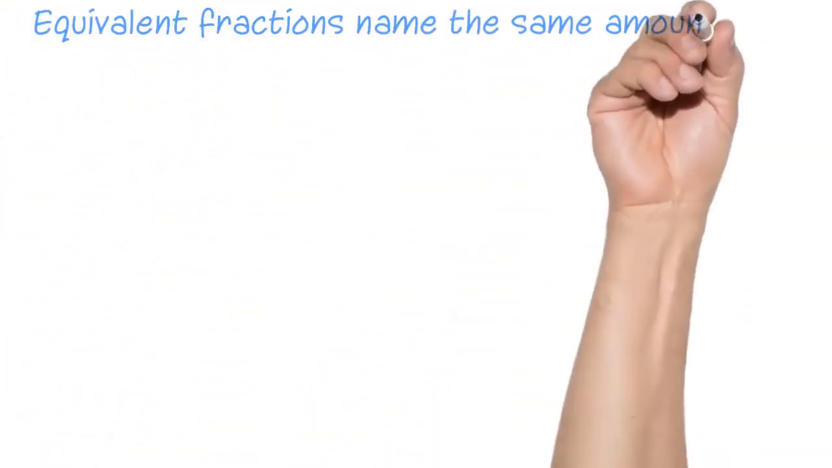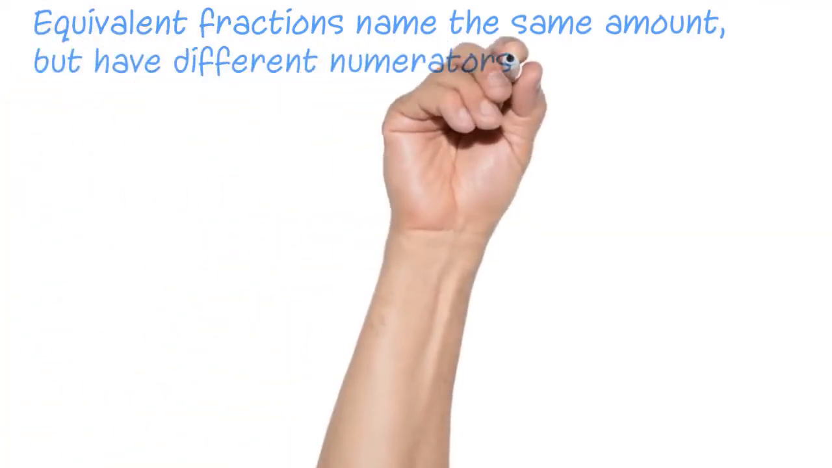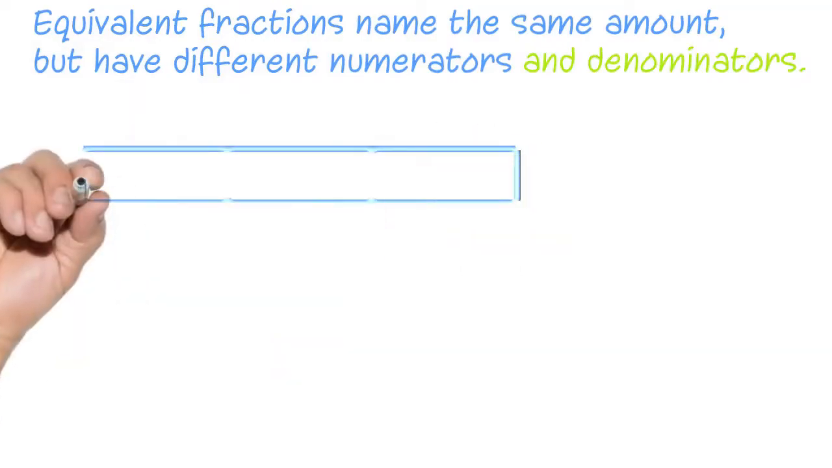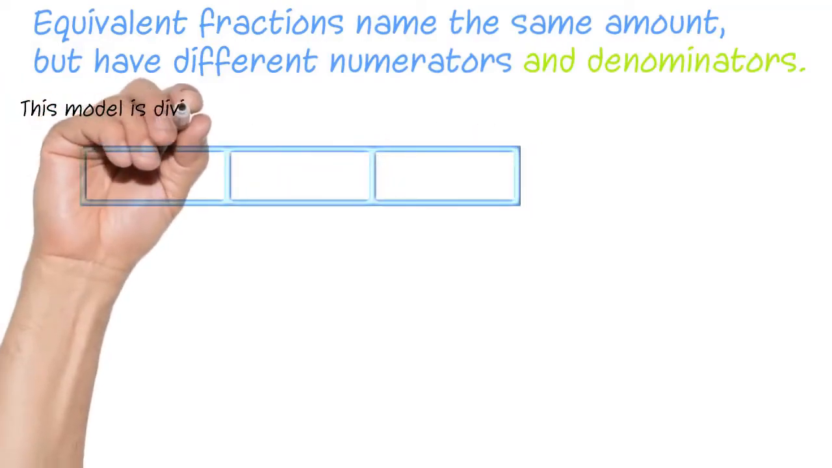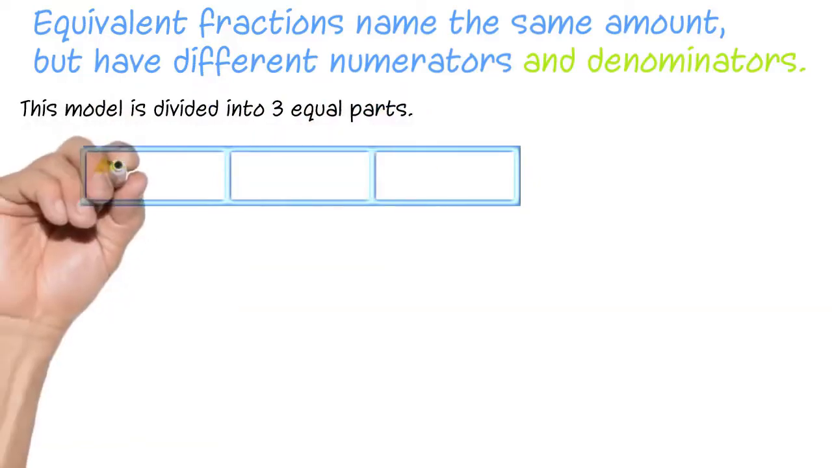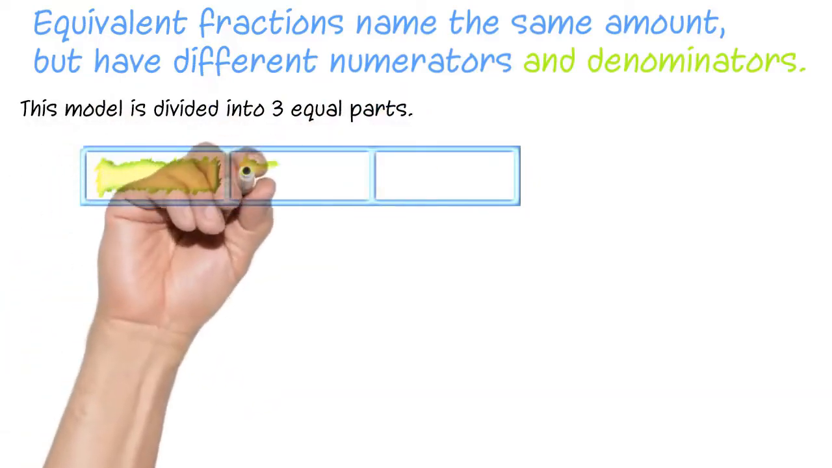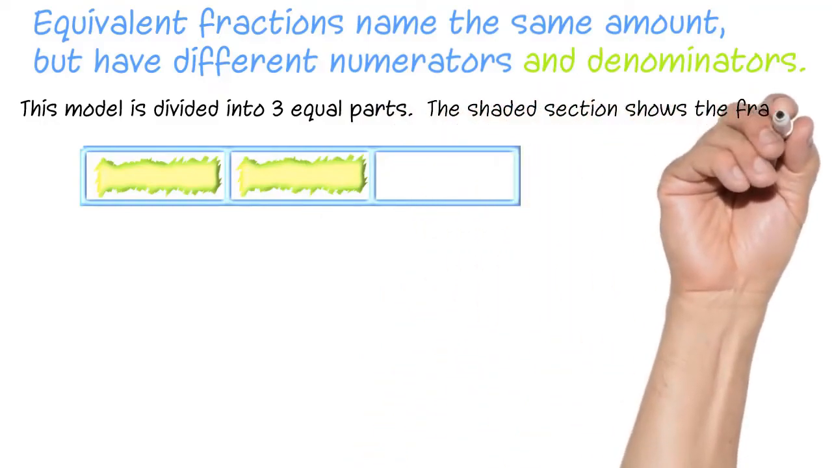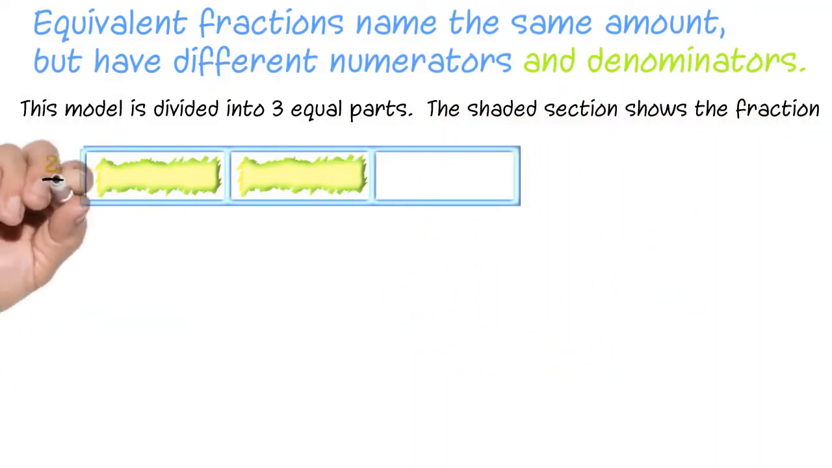Equivalent fractions name the same amount but have different numerators and denominators. This bar model is divided into 3 equal parts. 2 parts are shaded. The shaded section shows the fraction 2 out of 3 or 2/3.